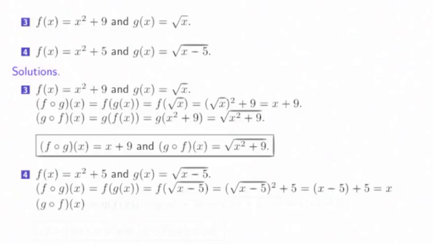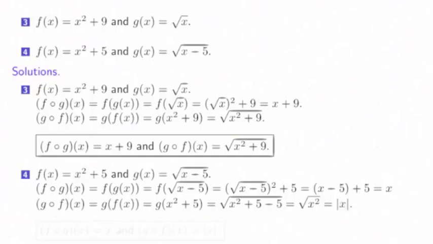On the other hand, g composed with f of x is g of f of x is g of x squared plus 5 is the square root of x squared plus 5 minus 5. Simplify under the radical. X squared plus 5 minus 5 is x squared, so we're taking the square root of x squared, which is the absolute value of x.